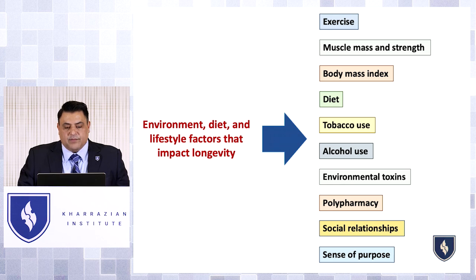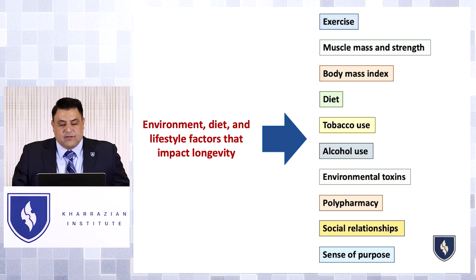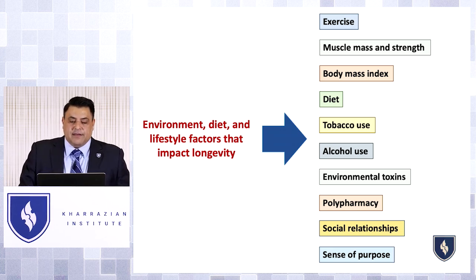So exercise, muscle mass and strength, body mass index, diet, tobacco use, alcohol use, environmental toxins, polypharmacy, social relationships, and sense of purpose. These are each independent variables that will have a huge impact on the expression of the hallmarks of aging and then turning on longevity genes that offer us protection.